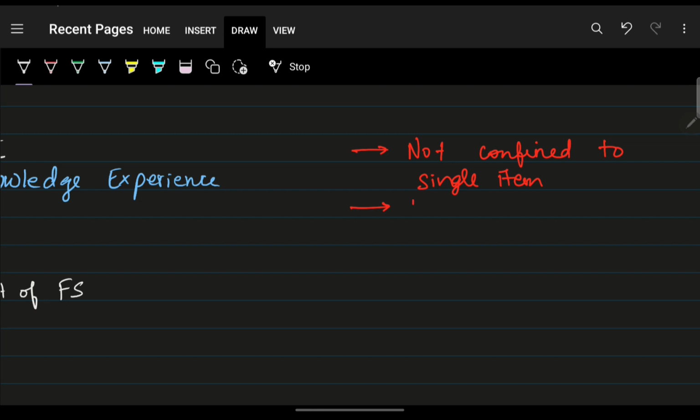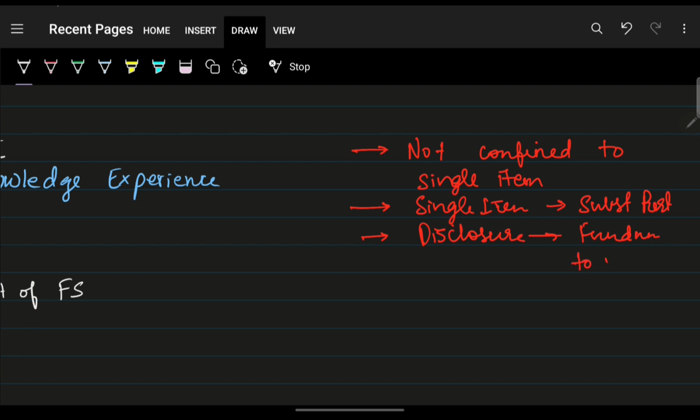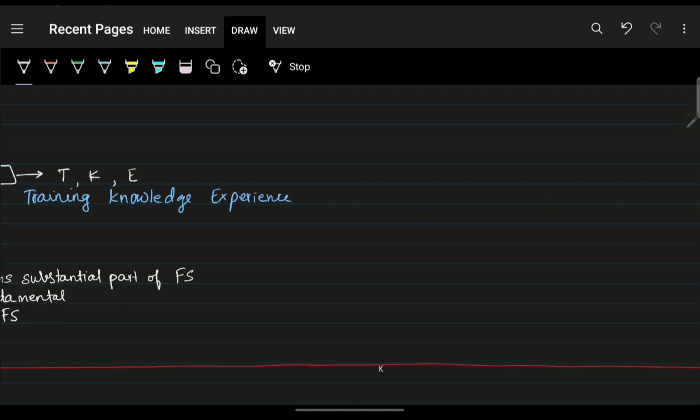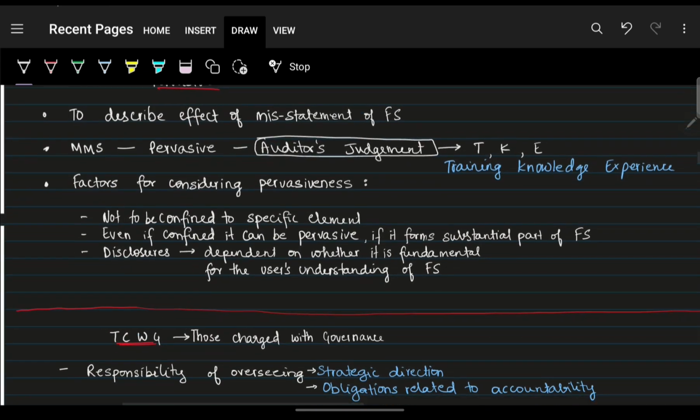Okay, next, it could be a single item but a substantial portion, right? Substantial portion. And lastly, when it comes to disclosure, a disclosure is considered pervasive if it is fundamental to the understanding of the financial statements. So these are the cases when it is considered as pervasive.